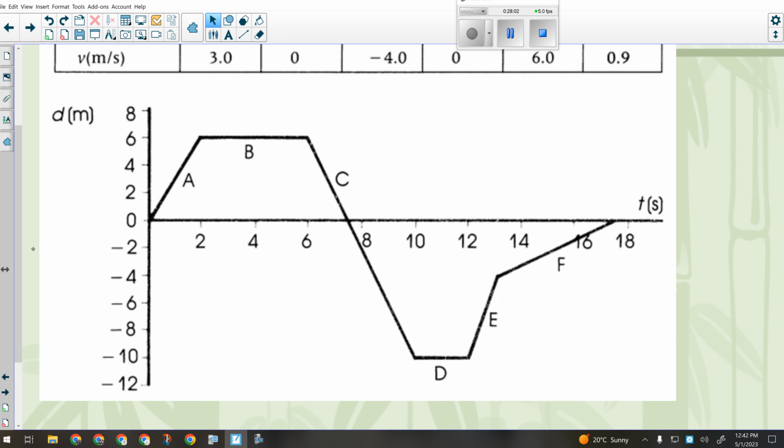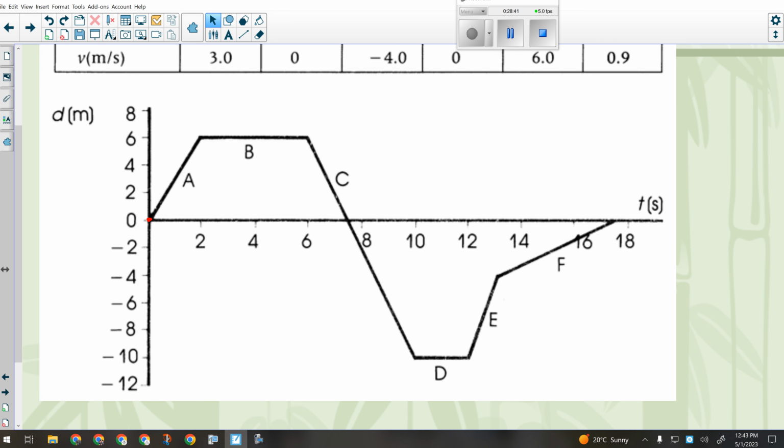Those are the kinds of things I would ask you to interpret from this kind of graph. Now, here are some things I want you to try and calculate. What's the total displacement of this object over the entire 18-second trip? I should have my answer already. 0. What's my initial position? 0. What's my final position? 0. My initial position and final position are the same place. My total displacement is 0.